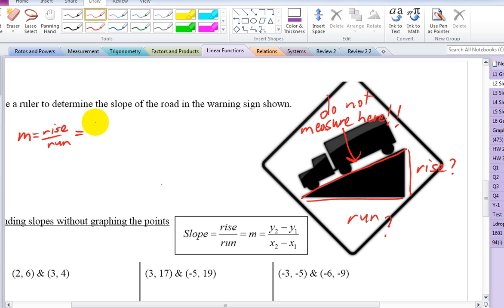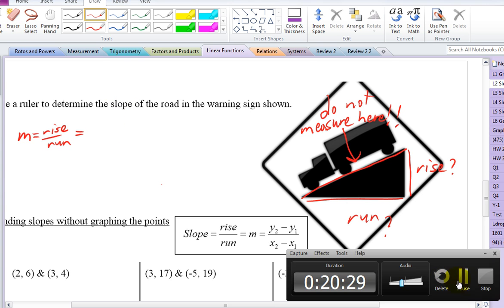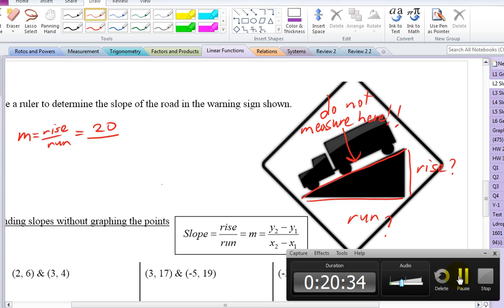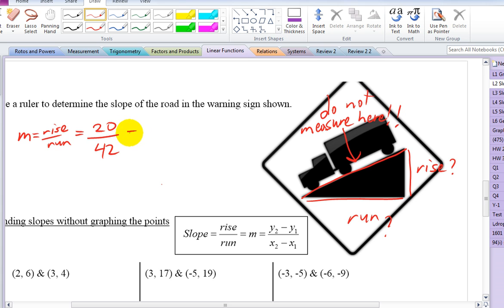So what is it? Rise is 21. And the run is about 42. Is that right? You guys measure it. Let's go. We'll wait. Okay. What's the run? Lowest terms. Go. Okay. So divide by 2 and get 10 over 21. Lowest terms.